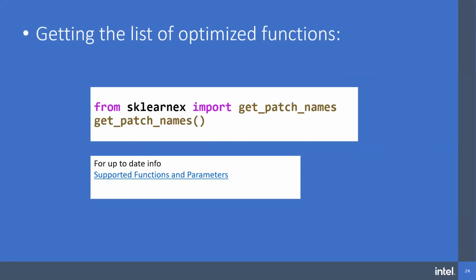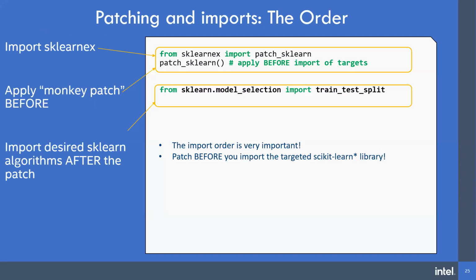And so getting the list of optimized functions, this is just a utility thing. I wanted to let you be aware of it, that you could actually get the names of all the functions that we have patched and that are supported. Now, two lines of code is very easy. Why do I need a webinar for that? Well, it's very easy, I agree. Knowing where to put those patches can be important, and so how you do it.